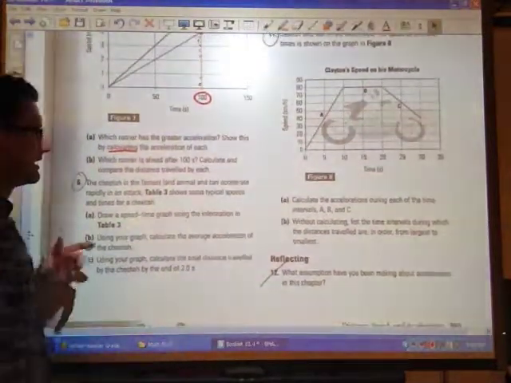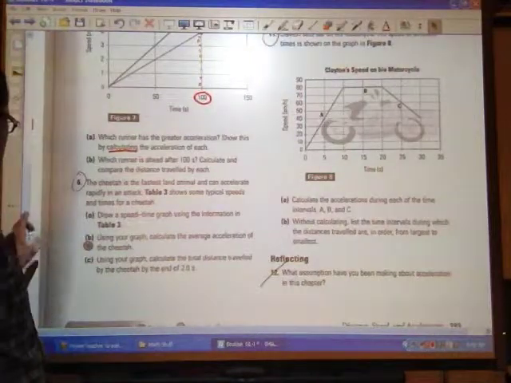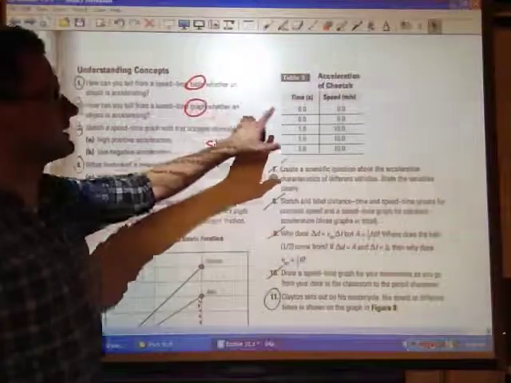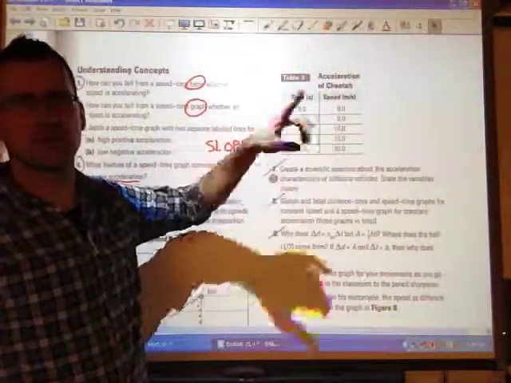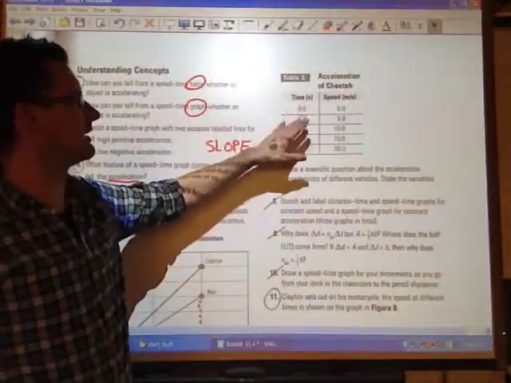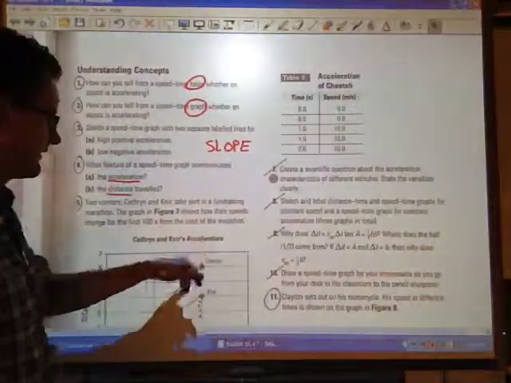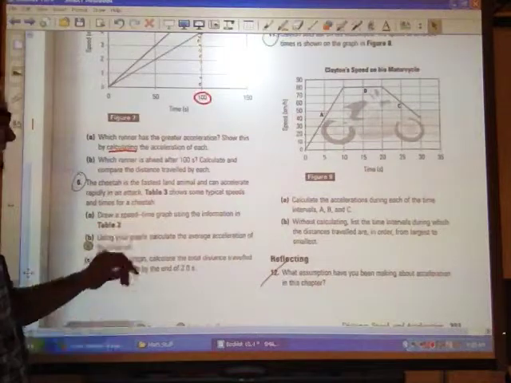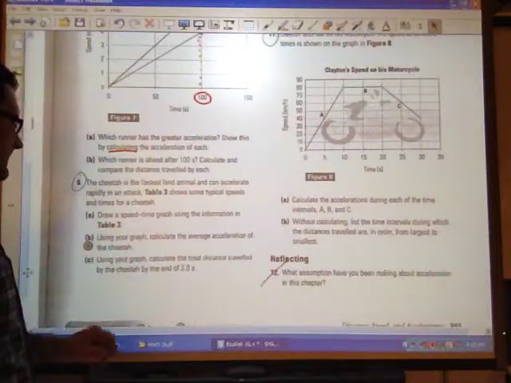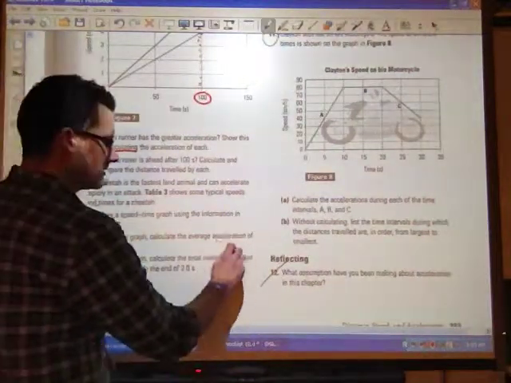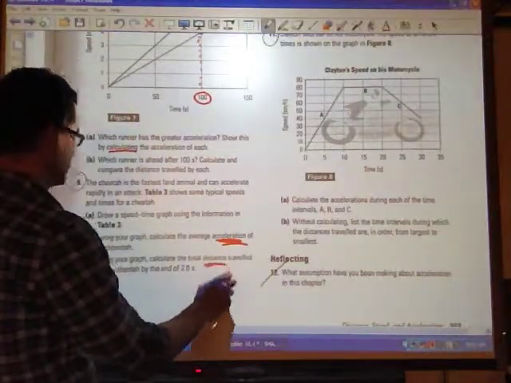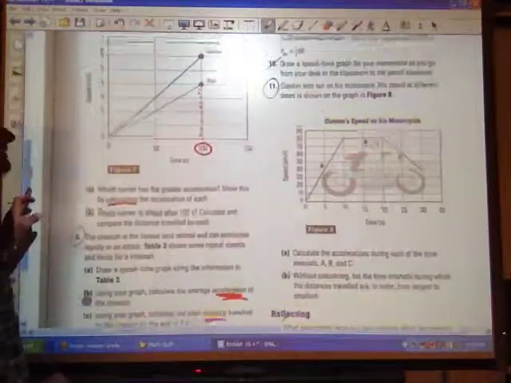Number 6, question about a cheetah. Remember, cheetahs never win. Here is the data table over here, so you have to grab a piece of graph paper from the bin and graph that. You'll get a nice graph, looks similar to this. So it says draw a speed time graph, then figure out the acceleration, and then figure out how far this cheetah has traveled at the end of 2 seconds.